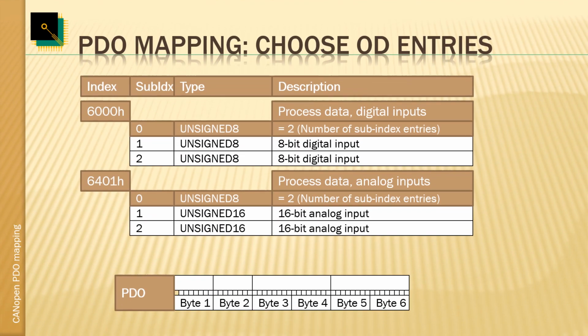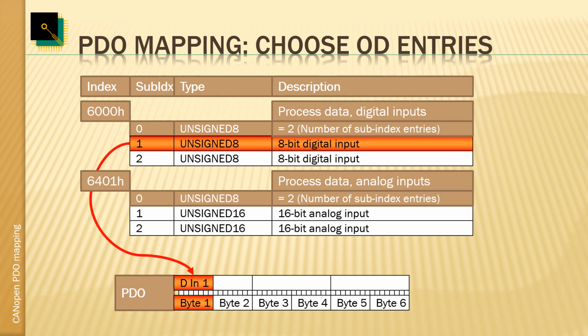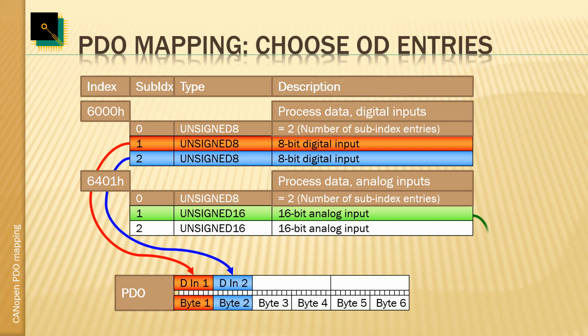The basic idea behind PDO mapping is that we can take any object dictionary entry, for example here 6001, an 8-bit digital input, and place it into a PDO which later translates to a CAN message. And then we pick the next one, another unsigned 8-bit digital input, but we can combine it with any other mappable object dictionary entries. So for this example, take another 2 analog input values and also place them into the PDO. So here we have a total of 6 bytes, 4 entries mapped that go into one CAN message.